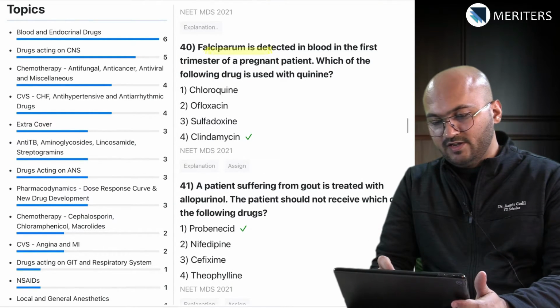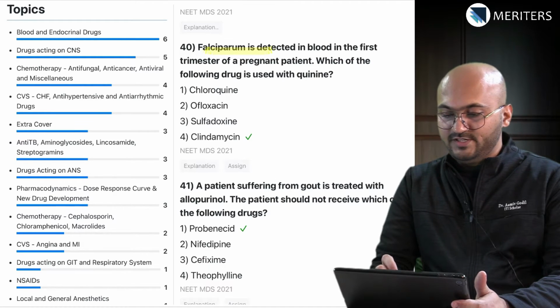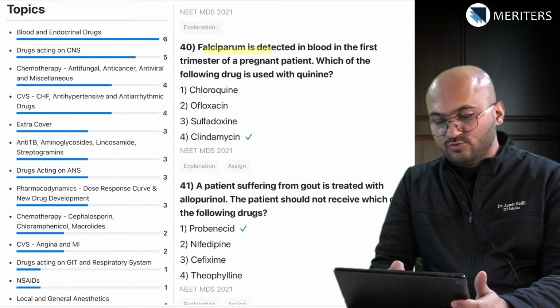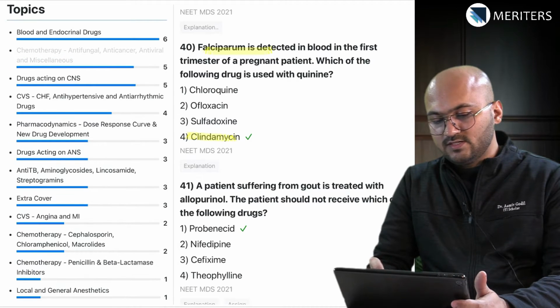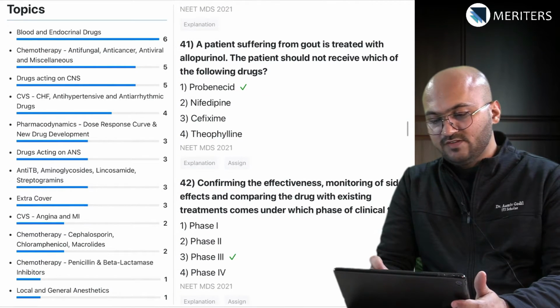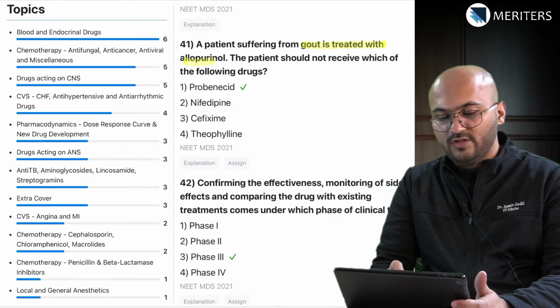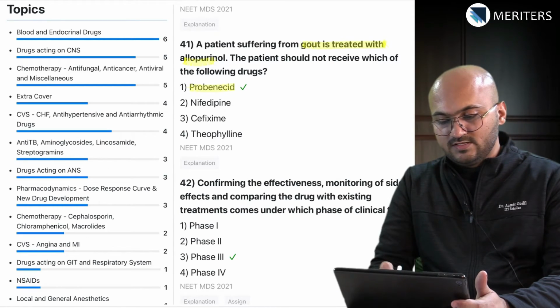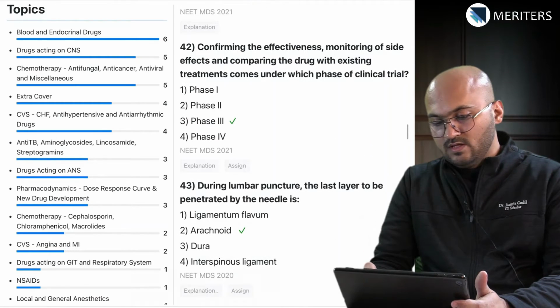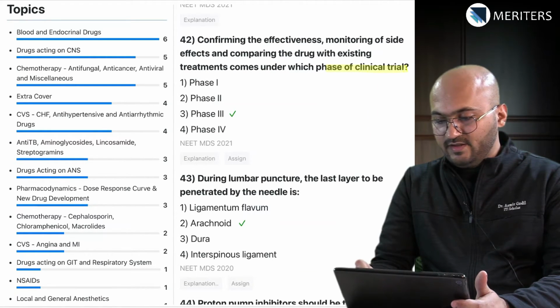Falciparum is detected in blood in the first trimester of a pregnant patient. Which of the following drug is used with quinine? So you will use clindamycin. Patient suffering from gout is treated with allopurinol. The patient should not receive which of the following? Probenecid is the answer.